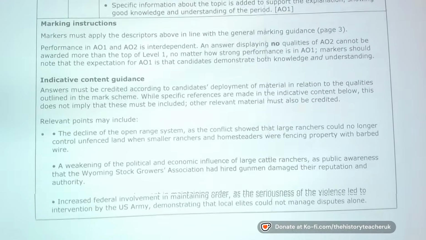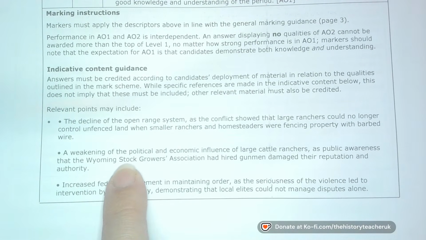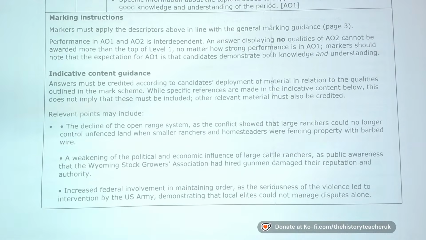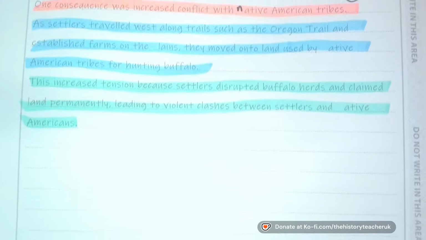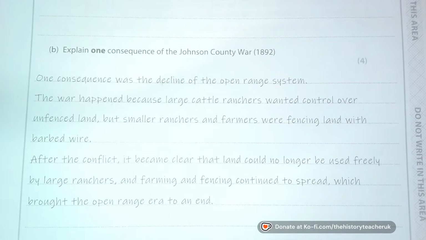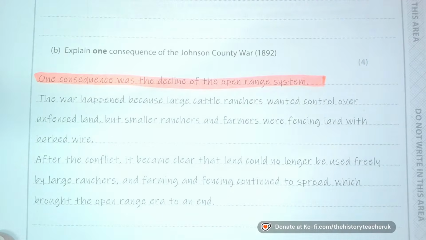So this one, the options were the decline of the open range system, the weakening of the political and economic influence of large cattle ranchers, and increased federal involvement in maintaining order. So I went with the easy one, because we always go with the easy one. It's not a competition as to who can write hard answers. We're just going to go with the easy answer because no one wins points for getting difficult answers. We just win points for getting the right answers. So I went with one consequence was the decline of the open range system.